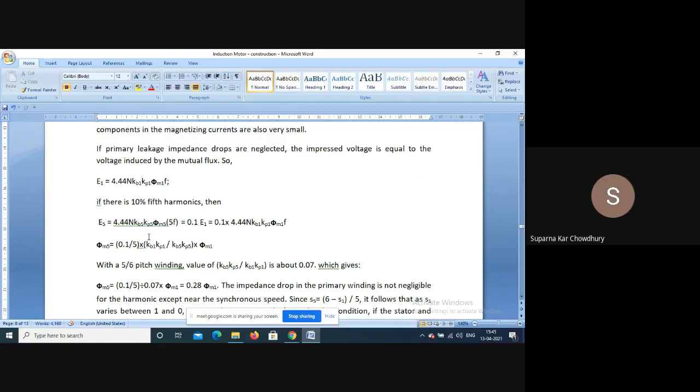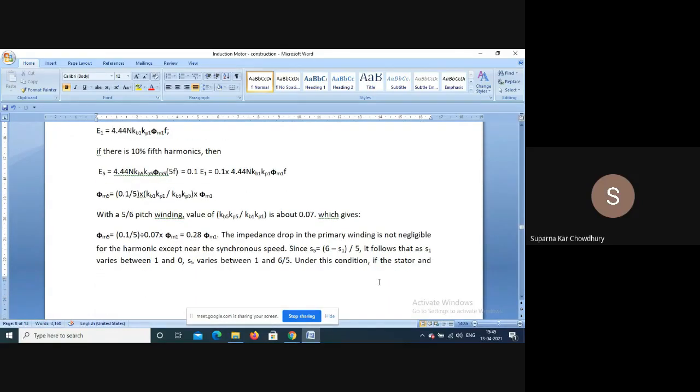Now if we consider a 5 by 6 pitch winding, that is, if the pole pitch is considered as 180, then a 30-degree short pitch winding, then this factor KB1 by KB5 will be about 0.07. If we put the values here, this will be approximately 0.28 phi M1. But this one we derived considering that the impedance drop in the circuit is negligible, but for the harmonic, that holds except near the synchronous speed.